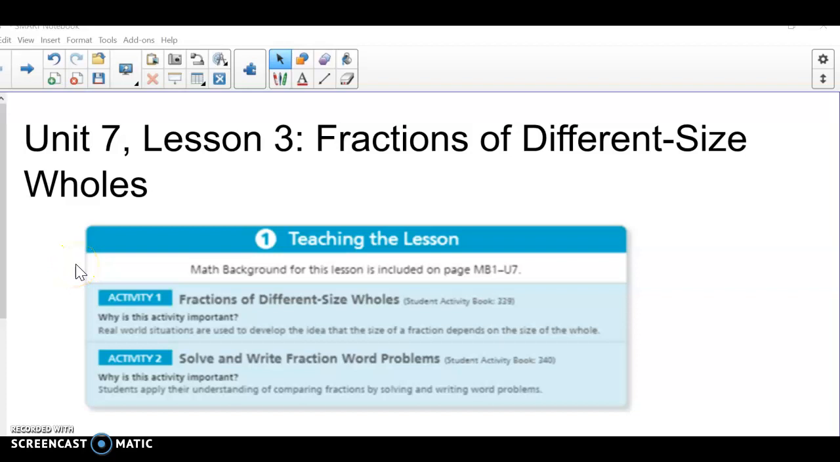Hi, fourth graders. Welcome to lesson 3 of unit 7, fractions of different size wholes today. And then we're going to apply that into some word problems as well that you're going to be working on your own at the end of the lesson.